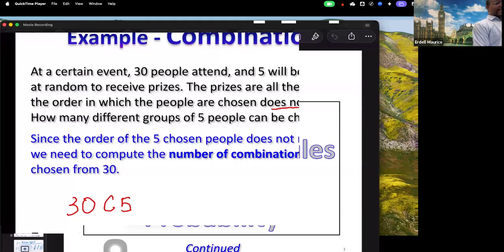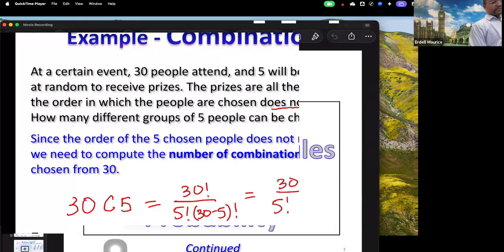Go ahead and type that into your handy dandy calculator. Tell me what answer you get. It's going to be 30 factorial over 5 factorial times 30 minus 5 factorial, which is 30 factorial over 5 factorial times 25 factorial. What does your calculator say? I got 142,506. Did we all get that?